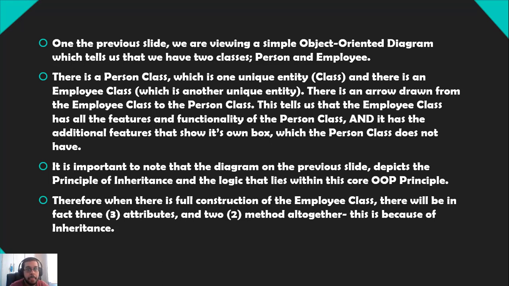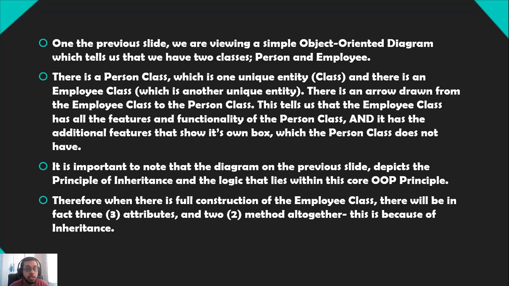and employee. There is a person class, which is one unique entity, class, and there is an employee class, which is another unique entity. There is an arrow drawn from the employee class to the person class. This tells us that the employee class has all the features and functionality of the person class, and it has the additional features that show in its own box which the person class does not have.